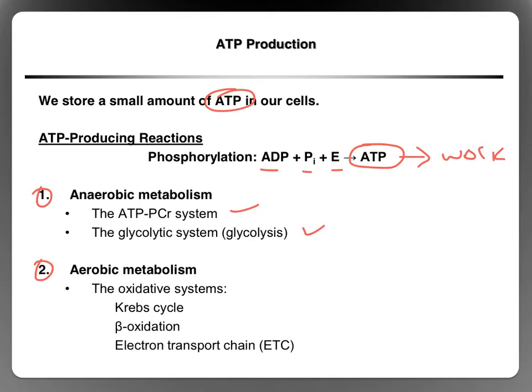Again, a very fast system, not as fast as ATP PCR production of ATP, but still relatively fast, but again, not fatigue resistant. More fatigue resistant than ATP PCR, but not as much as the aerobic systems. And that's where we're at now with the aerobic systems, which are also called the oxidative systems. And there are three systems that we're going to talk about. In this recording, we're going to focus on Krebs cycle. Later on, we'll talk about beta oxidation, which uses fat. And then we will talk about electron transport chain.